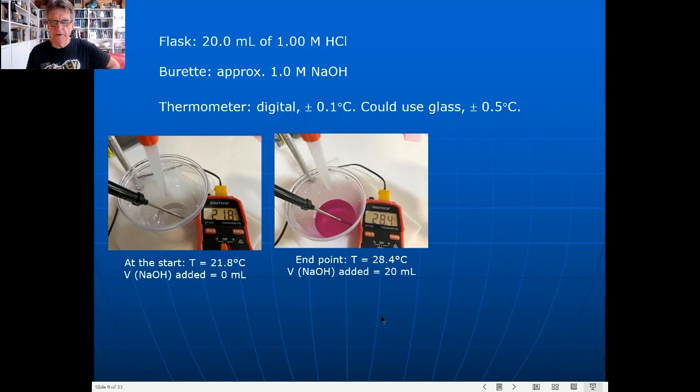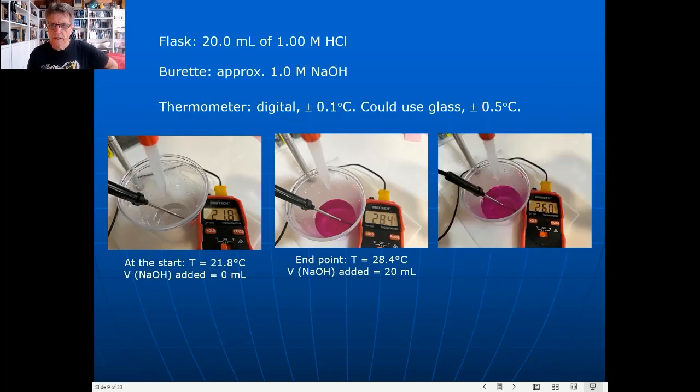But then I kept going. I kept adding more of the cool sodium hydroxide from the burette, and of course that's going to bring the temperature back down a bit, not back to the beginning, but it'll bring it down. So here I am after about, I think, 40 mils of sodium hydroxide added, and the temperature dropped back down to 26. Now you'll notice it's not the same as the 21 at the beginning, because we have had heat added from the reaction.